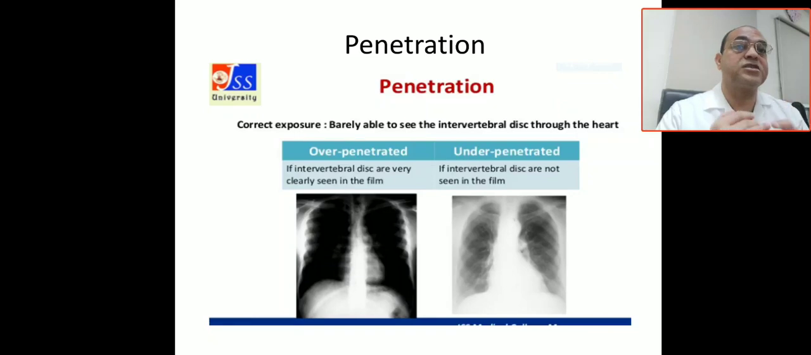The fourth P is penetration. Correct exposure means you can just see the intervertebral discs through the heart. Over penetration is when the intervertebral discs are seen very clearly in the film. It looks dark. This means over penetration, over exposure, and I can see the vertebrae and intervertebral discs clearly. On the other side, with under penetration, the intervertebral discs are not seen in the film.